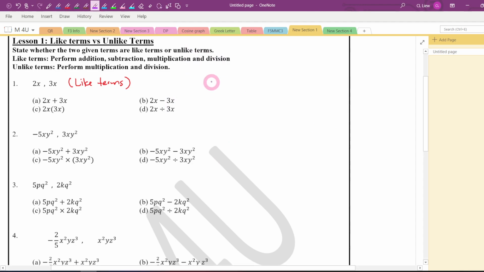Let's say 2x power 3 times 4x power 5. What is the answer? 2 times 4, you will get 8. x power 3 times x power 5 gives x power 8. How do I get 8? 3 plus 5. Okay, now how about division?